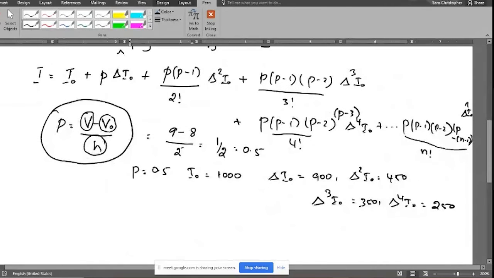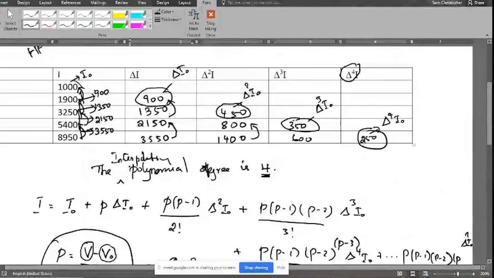H is the common difference. The common difference in the interval, the common regular interval. 8, 10 minus 8 is 2. 12 minus 10 is 2. This particular common interval is called H. Okay? So that's H.